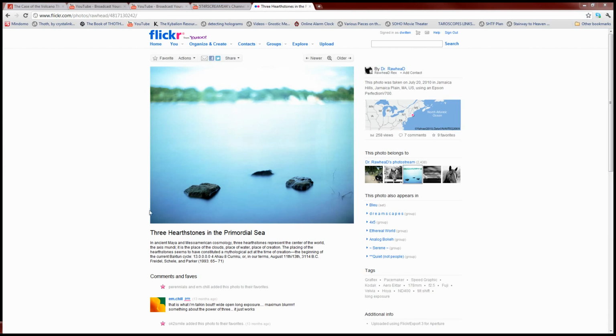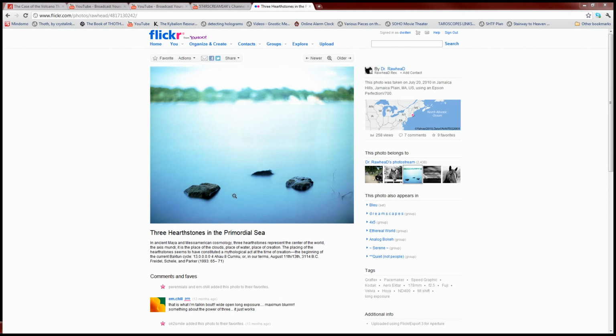The ancient Mayans have something called the three hearthstones. Okay, the three hearthstones in ancient Mesoamerican cosmology, the three hearthstones represent the center of the world. The axis mundi is the place of the clouds, like I just showed you, place of water, place of creation. They have found oxygen in the Orion Nebula. The placing of the hearthstone seems to be constituted of a mythological act at the time of creation, the beginning of the current Baktun cycle. Okay, August 11th through the 13th, 3114 BC.